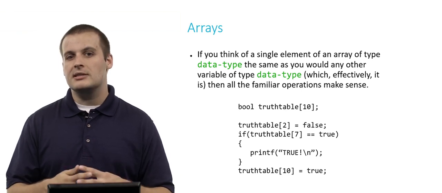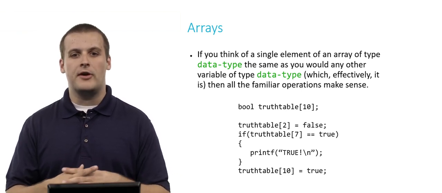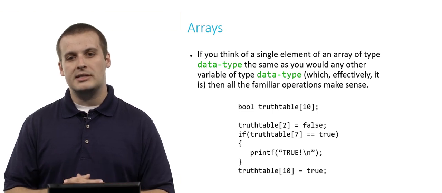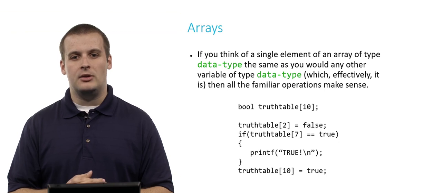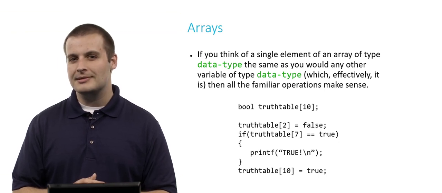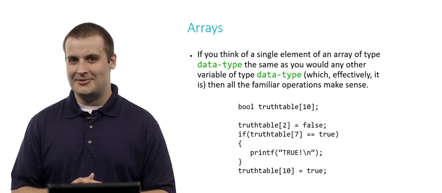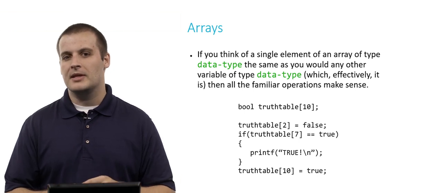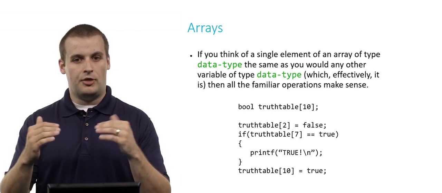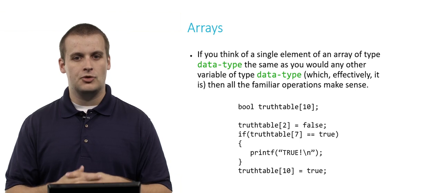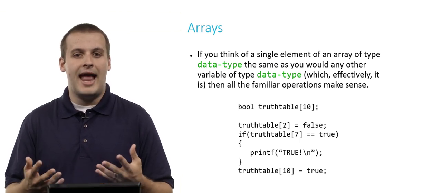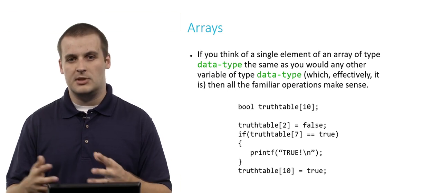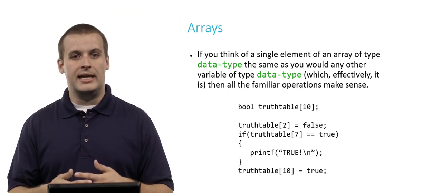And then just like we could assign a value to any other variable of type bool, we could say something like truth_table[2], which is how we indicate which element of the truth table? The third element of the truth table, because remember, we're counting from 0. So that's how we indicate the third element of the truth table. truth_table[2] = false, just like we could assign any bool type variable to be false. We can also use it in conditions.